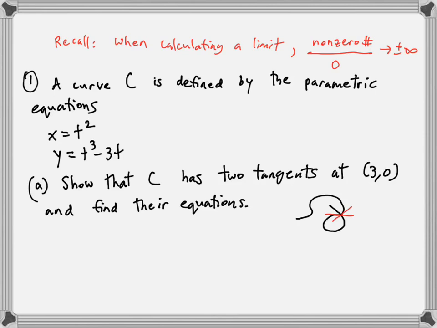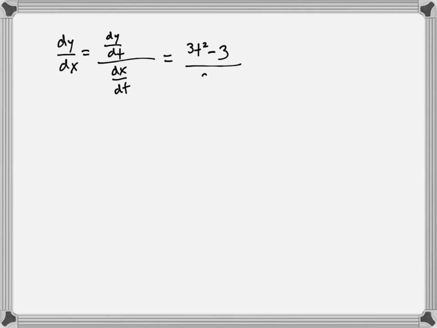Okay, so let's see how this works. First, we're going to find the derivative, okay? So let's go to the next page here. So what is dy/dx going to be? Well, remember that dy/dx is just dy/dt divided by dx/dt. So what's the derivative of y with respect to t? Well, remember the equation was y is equal to t cubed minus 3t. So its derivative is 3t squared minus 3. And for dx/dt, the derivative is 2t.